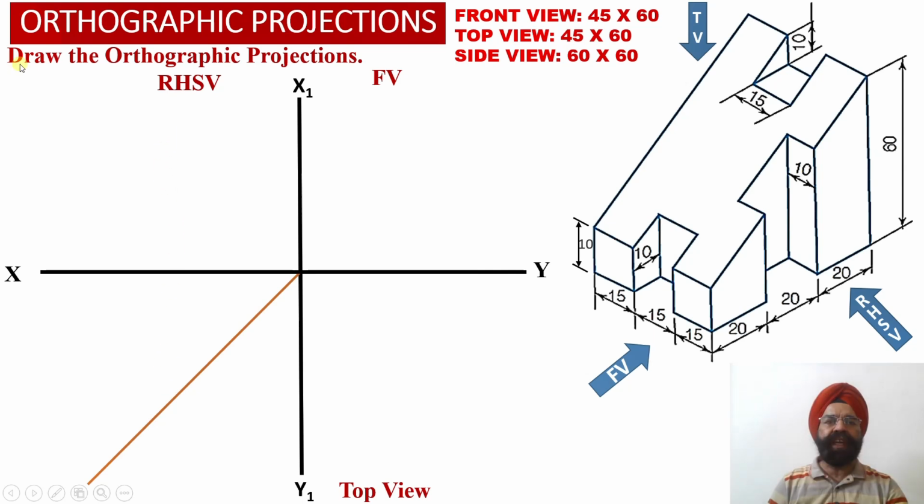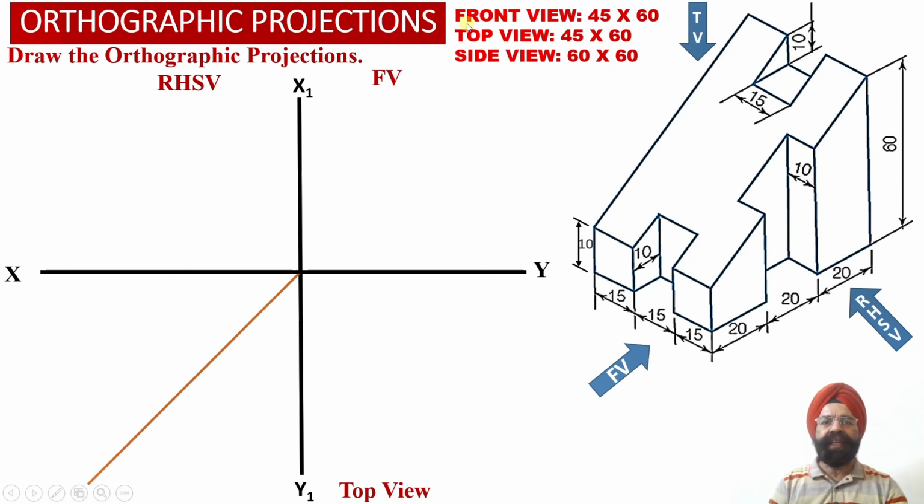Now we are required to obtain the orthographic projections of the solid using the first angle projection method. So the front view projections of the solid will be obtained above the XY reference line. The top view orthographic projections will be obtained below the XY reference line, and the right hand side view orthographic projections will be obtained on the left hand side of the front view orthographic projections, above the XY reference line.